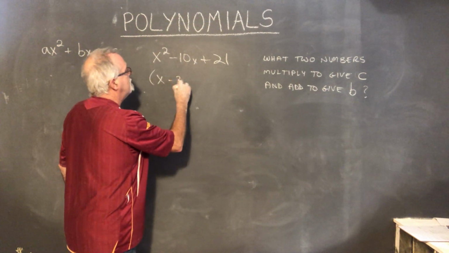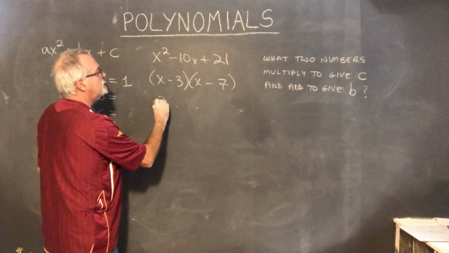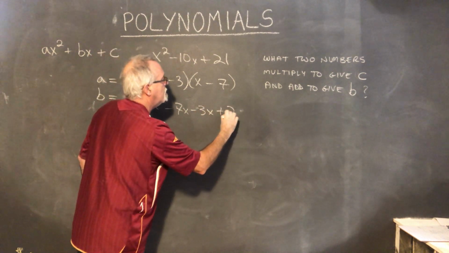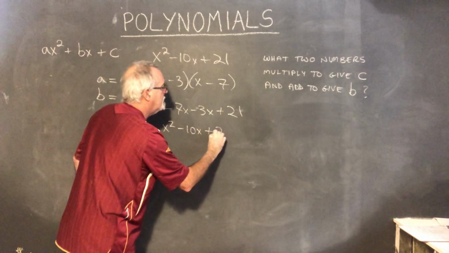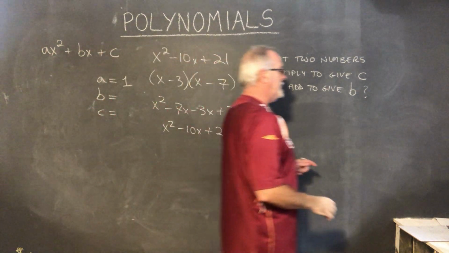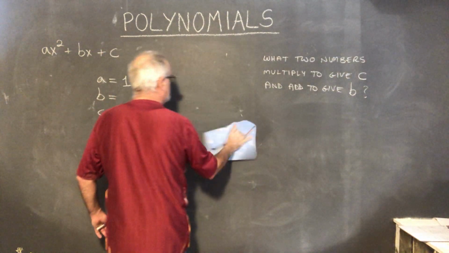X minus 3, x minus 7. FOIL: x squared minus 7x minus 3x plus 21. It's working. X squared minus 10x plus 21. It worked. That's fun. Seeing the patterns, recognizing the patterns, which includes the signs, is fun.